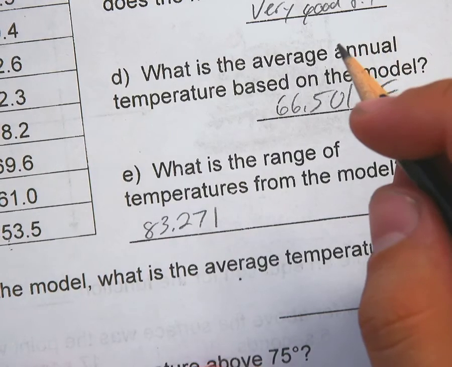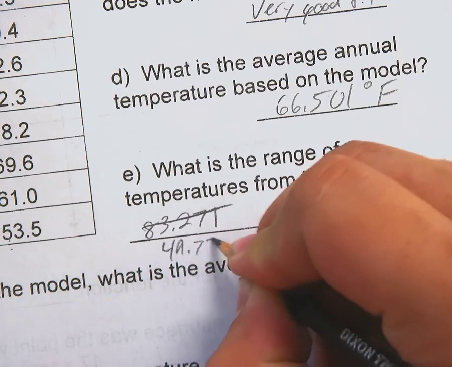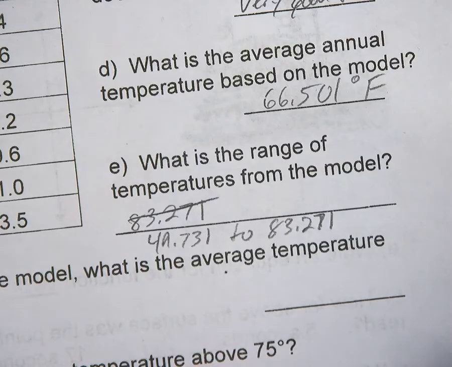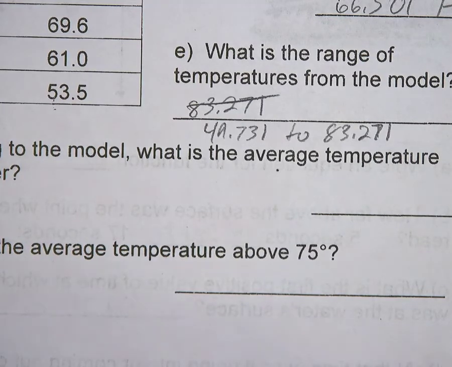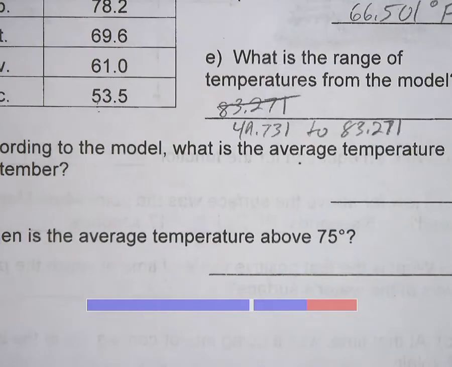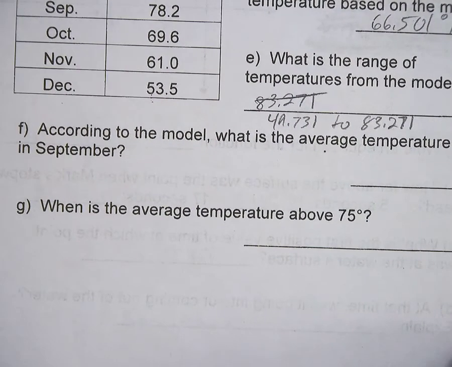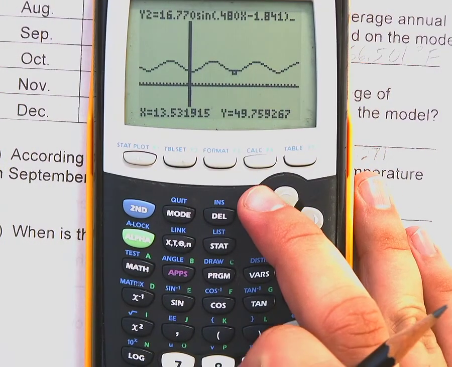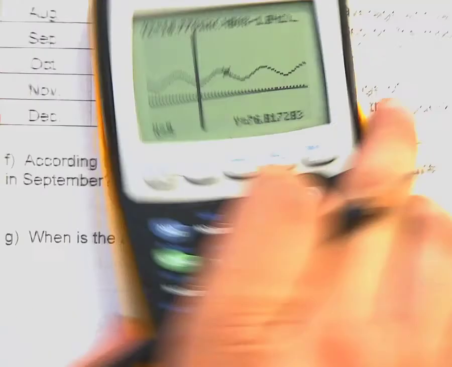So I should have actually written it the other way. 49.731 to 83.271. That's my range. Not too shabby. It's the lowest y value to the highest y value. All right. According to the model, what is the average temperature in September? So that's easy enough. I'm going to hit trace, and I'm going to go to September. Trace, go to September, which is 9. 76.817 degrees.